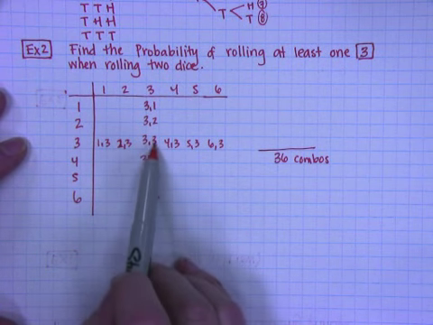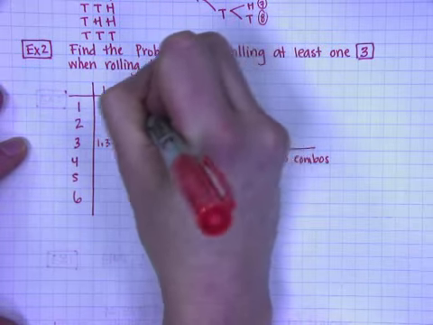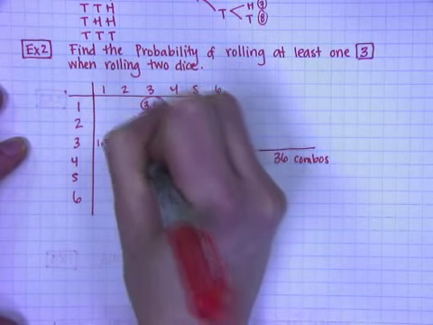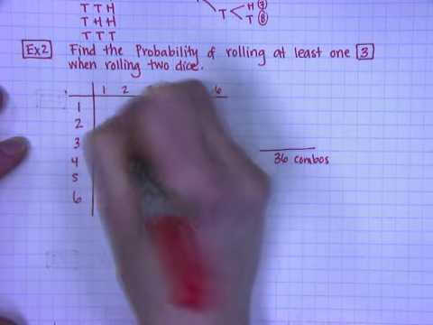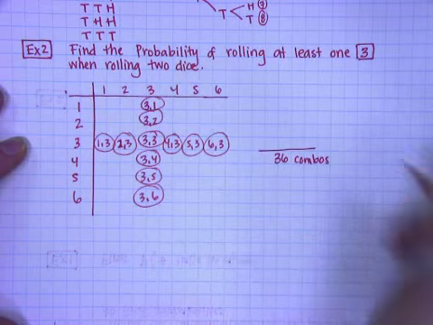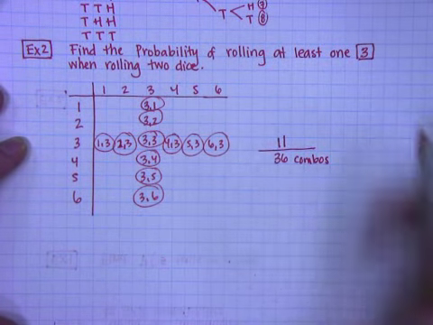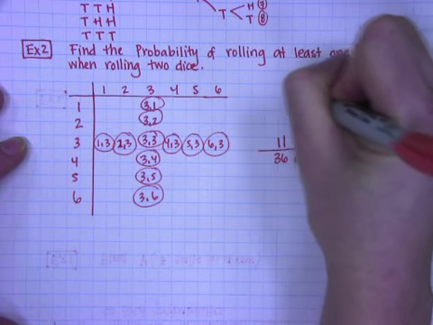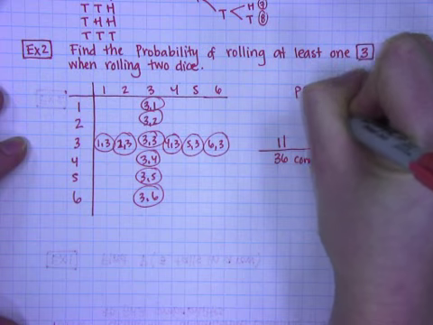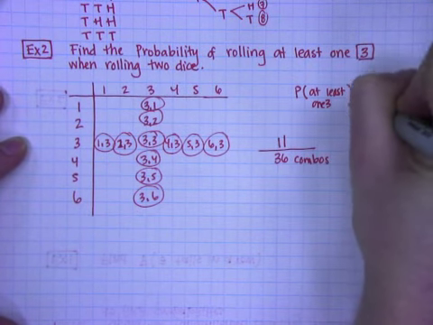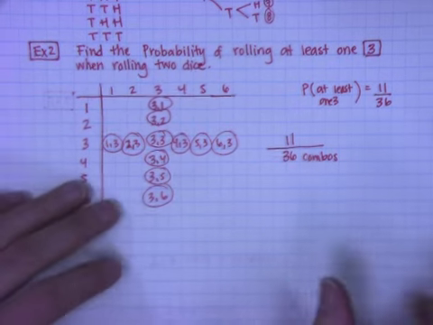Notice I didn't count this dice twice. I only counted it once. So if I were to count that again, here's my first one. There's 1, 2, 3, 4, 5, 6, 7, 8, 9, 10, 11. So I have 11 rolls that have at least one 3 out of 36 combos. So the probability of at least one 3 is 11 out of 36. That's the chance that you're going to get one 3 on the dice.